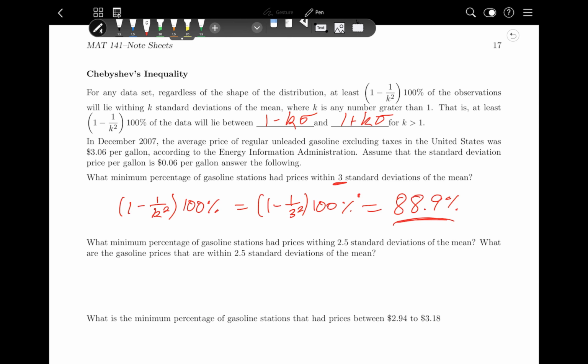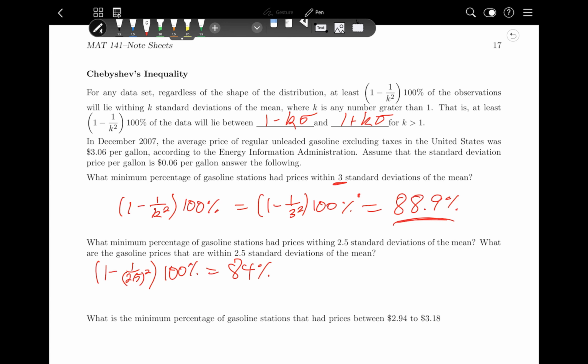So what minimum percentage of gasoline stations had prices within 2.5 standard deviations of the mean? So same idea. So 1 minus 1 over 2.5 squared times 100%. So we can put that in our calculator. And that's 84%.